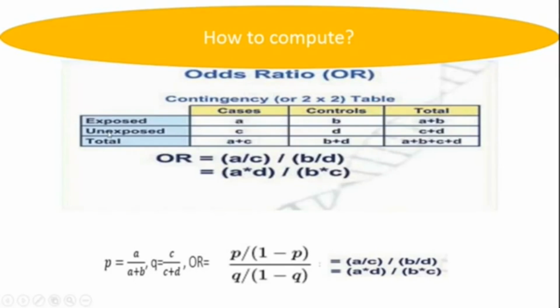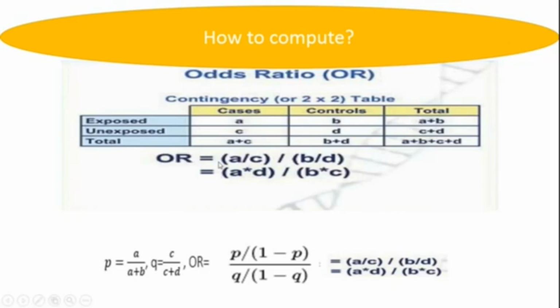A group of exposed or unexposed can be a group of male and female persons or any other variable that can be used to express the link or the dependence between two variables. And so the odds ratio is calculated as follows: we have A over C divided by B over D. So we can also have this relationship: A times D divided by B times C.